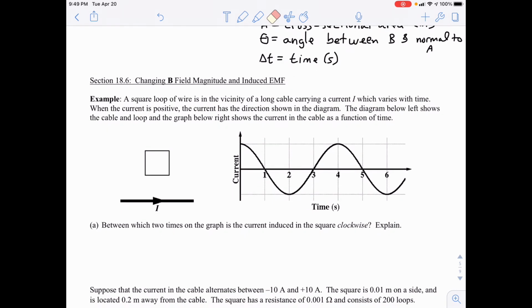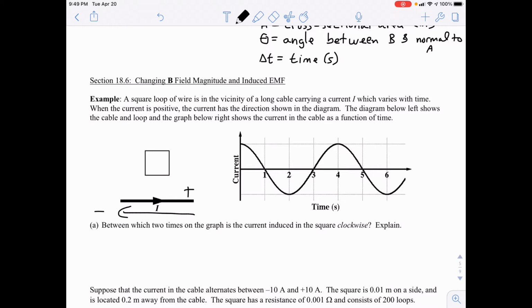Section 18.6, changing magnetic field magnitude and induced EMF. Let's take a look at this example. A square loop of wire is in the vicinity of a long cable carrying a current I, which varies with time. When the current is positive, the current has a direction shown in the diagram, meaning to the right. So to the right is positive, to the left would be negative. The diagram below, to the left, shows the cable and the loop, and the graph to the right shows the current in the cable as a function of time. Between which two times on the graph is the induced current in the square clockwise? Explain.